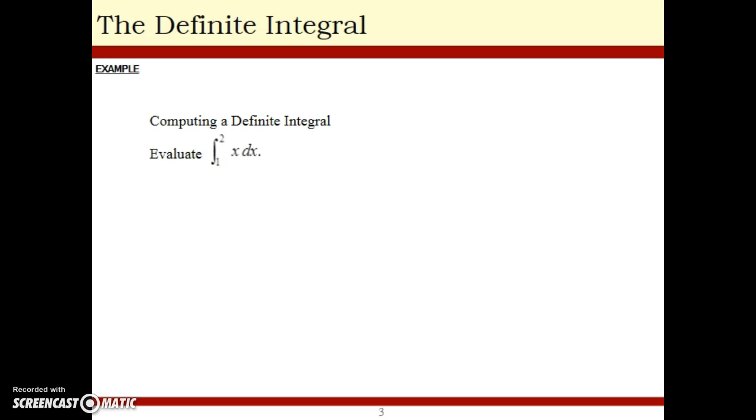So for example, if you're asked to compute the definite integral of x dx from 1 to 2, it's pretty straightforward. We're just going to first find the integral of x dx, which again, using your rules of integration, is going to be 1/2 x squared.